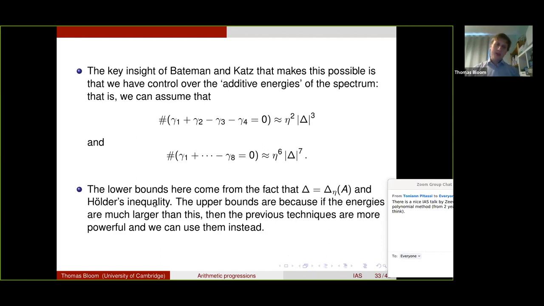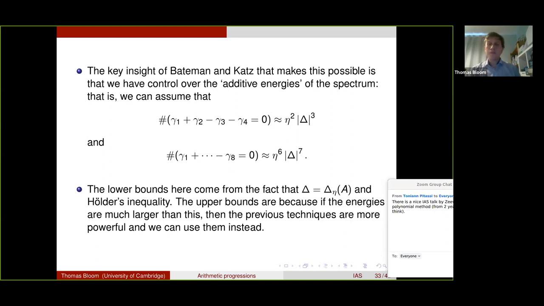The lower bounds here come from the fact that we're dealing with a spectrum and Holder's inequality. It's almost a one-line application of Holder's inequality. The upper bounds aren't obvious, and in fact, we can't guarantee they always hold. What we can say is that if they don't hold, then the previous bounds, coming from, say, Chang's lemma and variants thereof, work much more efficiently.